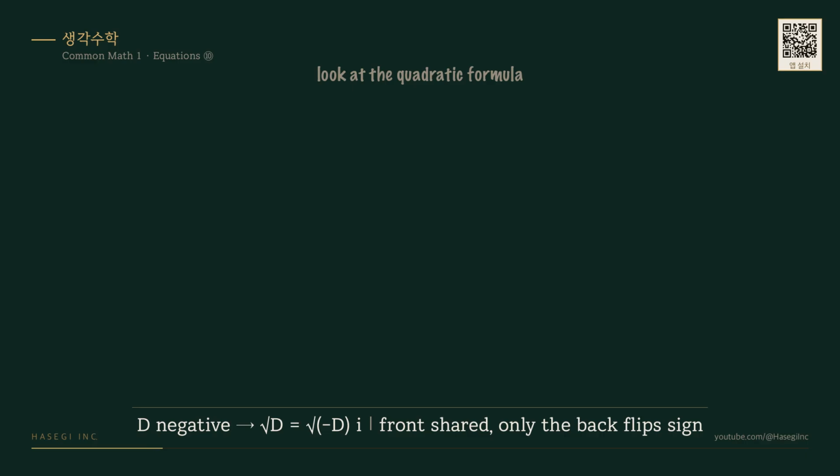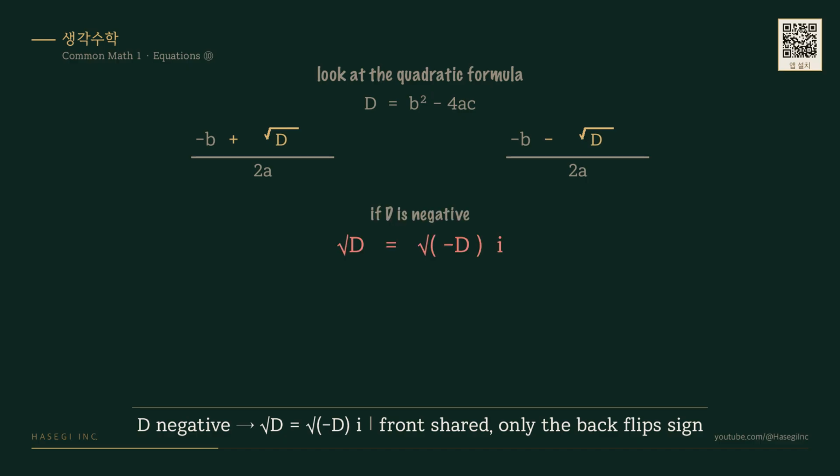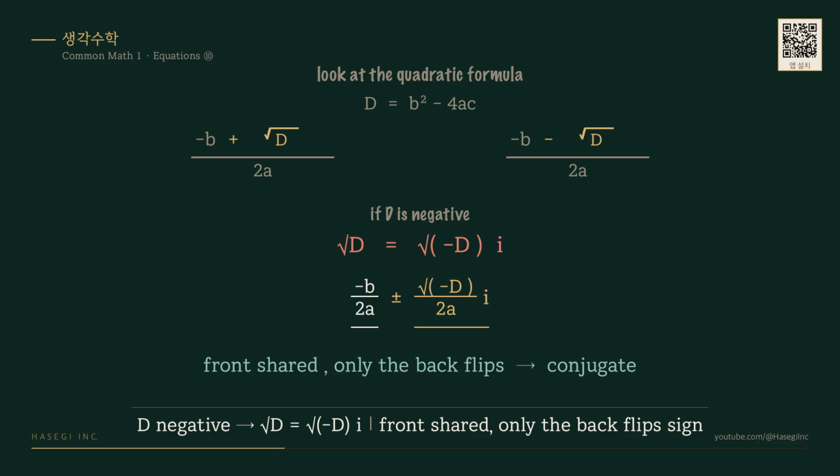Look at the quadratic formula again. Both roots share the same denominator, 2a, and the same minus b on top, and the discriminant d sits under the root. Now suppose d is negative. Then the root of d is no longer a real number. It becomes the root of negative d, multiplied by i. So each root is the same minus b over 2a, plus or minus the root of negative d over 2a, times i. The front part is shared by both roots, and only the back changes sign. That is exactly what a conjugate pair means.